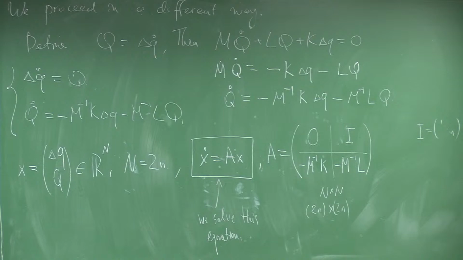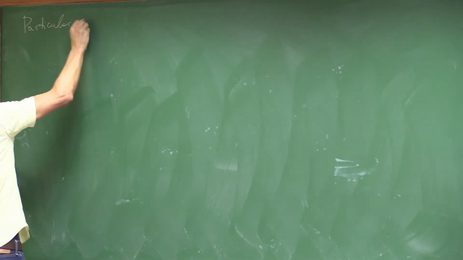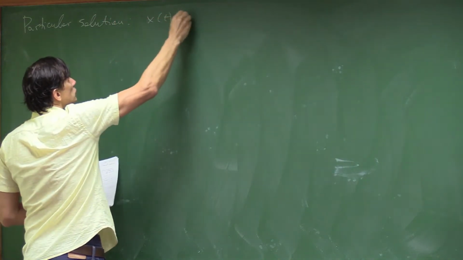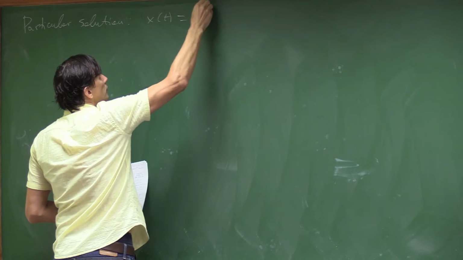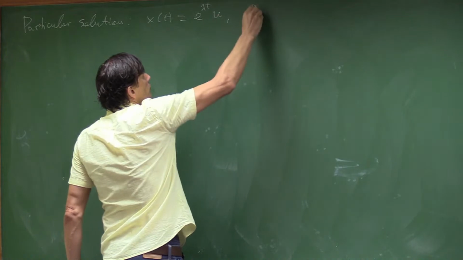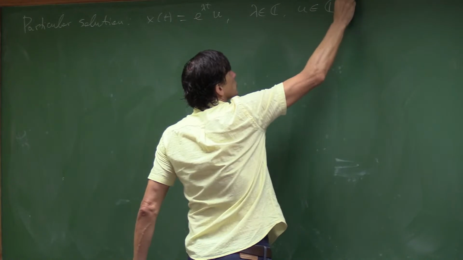We will go the same way. We will look for particular solutions, and just in the same form. So particular solution: we take the solution as exponent lambda t, and then here we use small u. So lambda is complex, and u is a complex vector in dimension capital N.